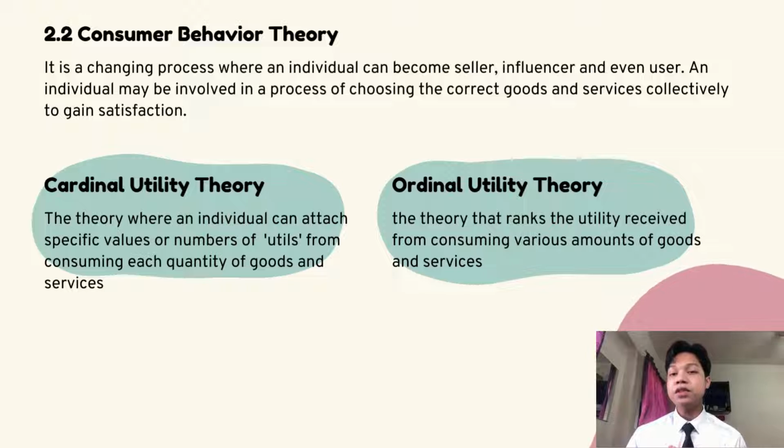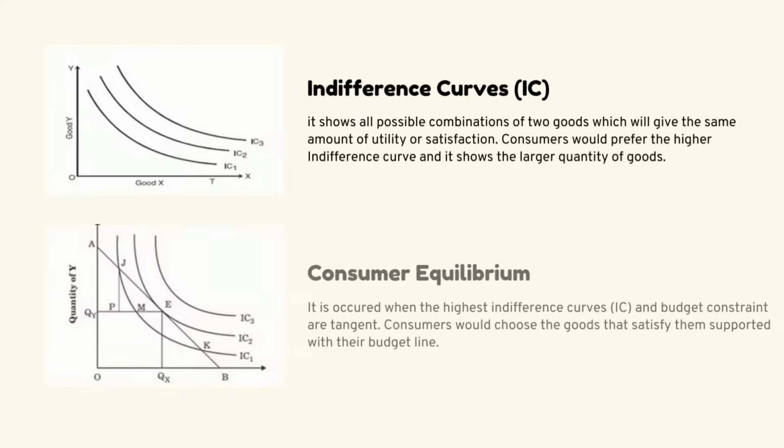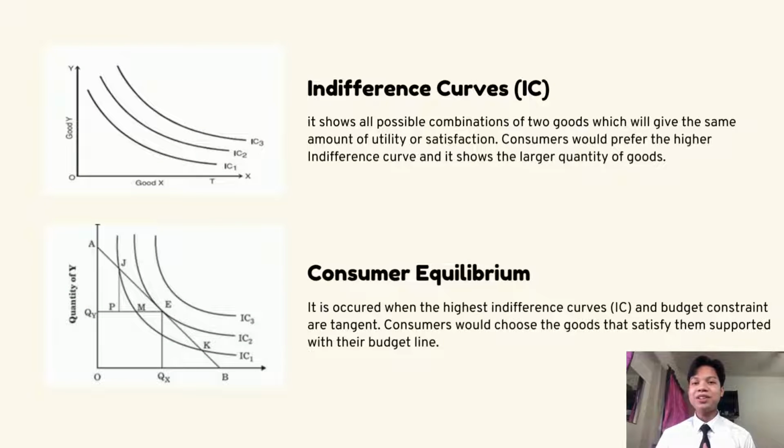They consist of two different theories. First theory is cardinal utility theory, where an individual can attach specific values of utiles from consuming each quantity of goods. Second theory is ordinal utility theory, where this theory ranks the utility received from consuming various amounts of goods and services. Both diagrams are some mechanism that shows how ordinal utility works.